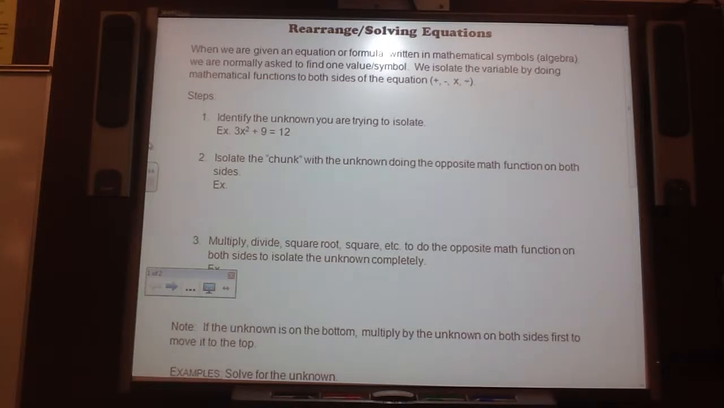All right, so when we are given an equation or a formula written in mathematical symbols, which is just algebra, we are normally asked to find one value or symbol. We isolate the variable by doing mathematical functions to both sides of the equation. So we'll just do some general stuff to begin with. But often in physics, it can be very efficient to look at your formula, figure out what you are trying to find, and rearrange your formula first.